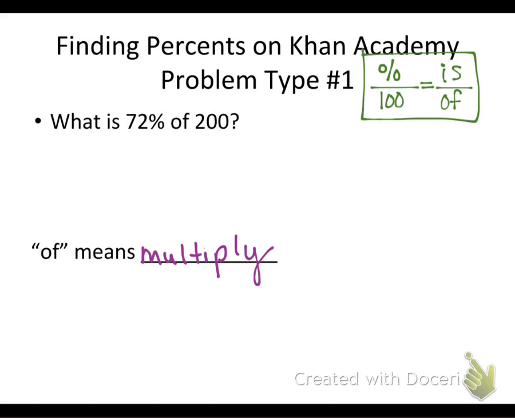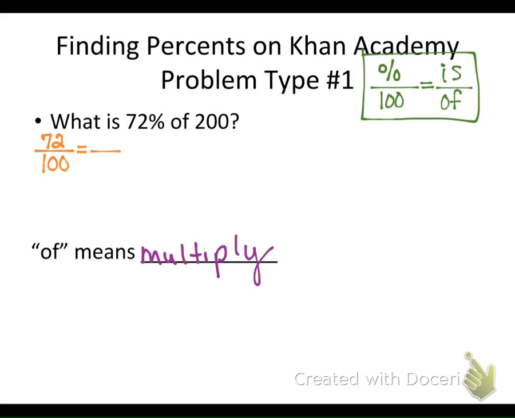Do they give me the percent here? Yeah, what is it? Okay, so I'm going to plug in 72, and my percent's always over what number? 100. So I'm going to put in 72 over 100 equals, and now I need to do the second part of my proportion. Now, is stands for equal, and we'll write that down in just a second. Of means to multiply. It's asking what is 72%. Well, that's what we're trying to figure out. We don't know what it is.